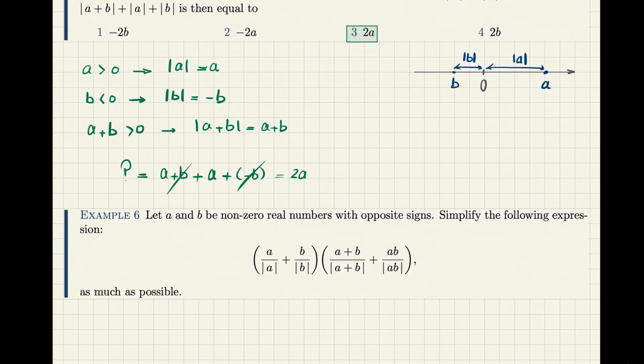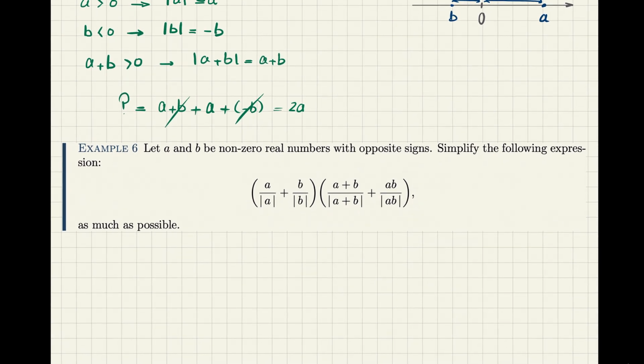Okay. Now let us solve the last problem for today. Let A and B be non-zero real numbers with opposite signs. So we don't know which one is positive, which one is negative, but we know that one of them is positive, the other one is definitely negative. Simplify the following expression as much as possible.